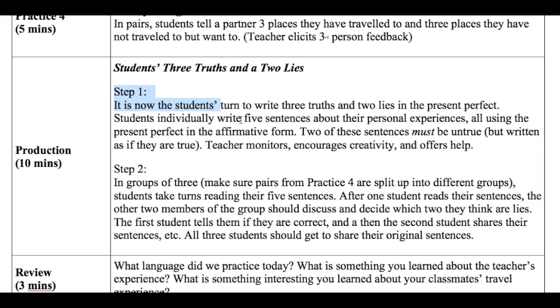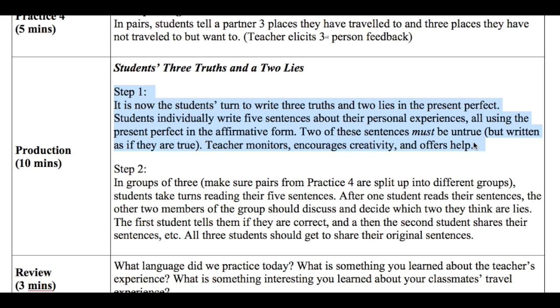For step 1, it is now the student's turn to write 3 truths and 2 lies in the present perfect. I want all students to write 5 sentences individually about their personal life experience. They should all use the present perfect, and they should all be in the affirmative. I don't know if I'd say affirmative to them. I don't want them to say not or never. I want them to write 5 sentences using the present perfect. 2 of them must be untrue, but written as if they are true. And I would show them my example from the presentation.